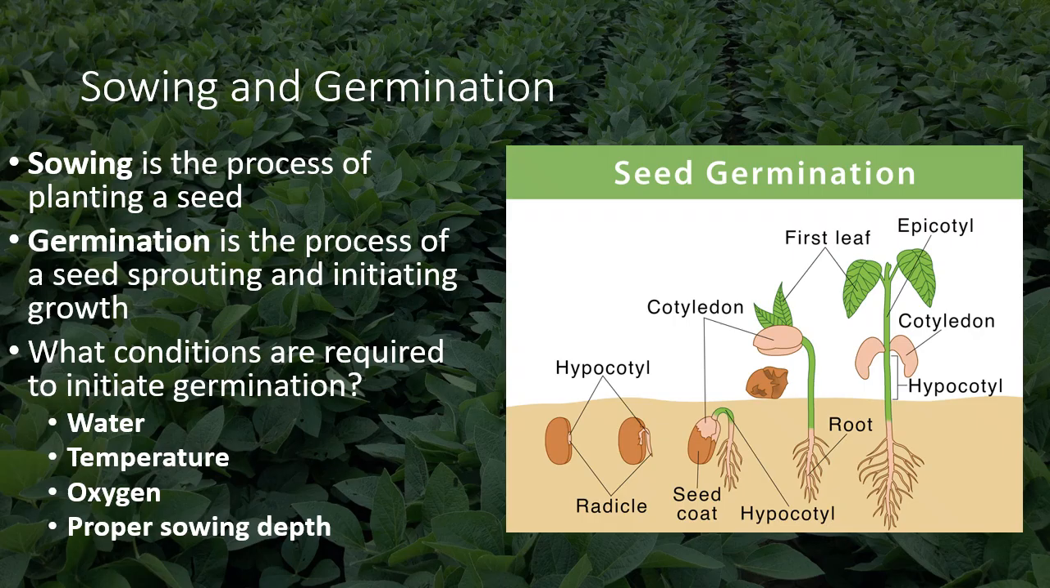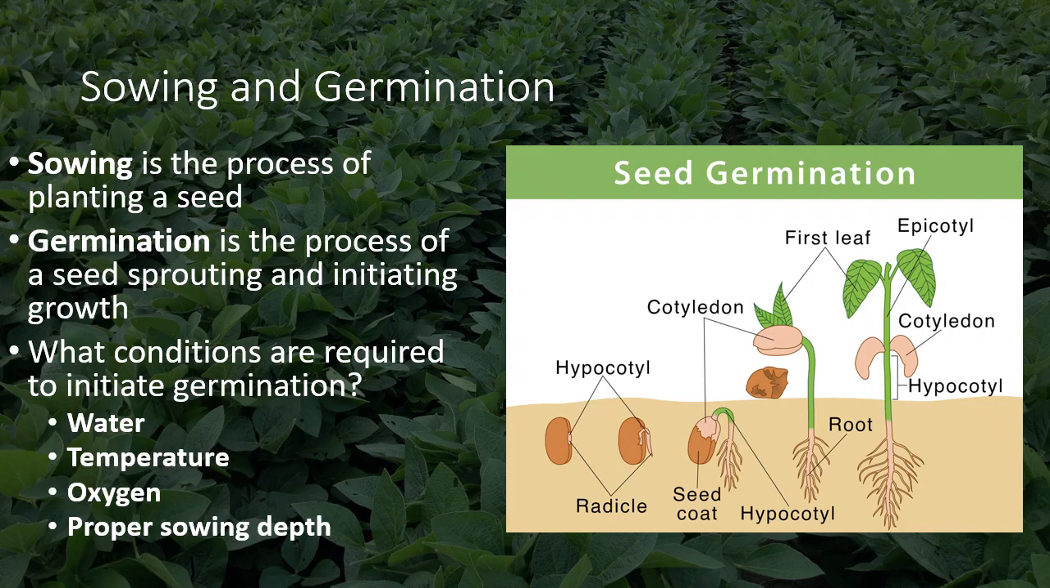Sowing is the process of planting a seed. So at this point, we're transitioning away from the parts of the seeds, and we're really starting to look more in depth at the germination process. Where we start in horticulture with germination is normally when we sow the seed or plant it. Germination is the process of seed sprouting and initiating growth.